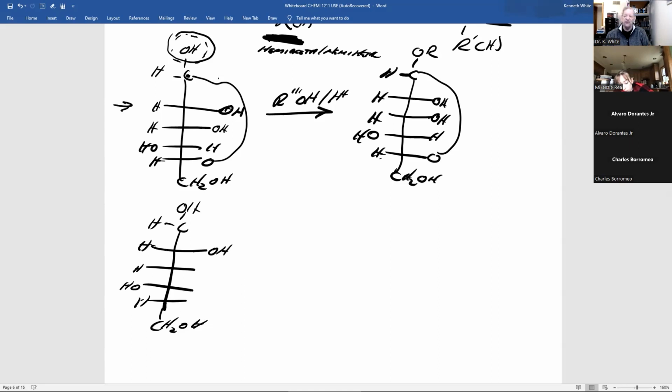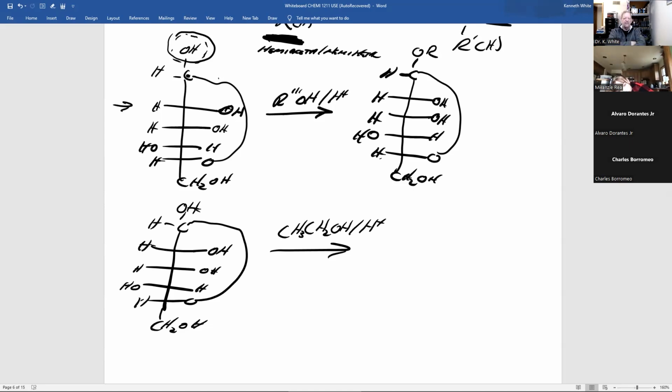This is a part of the semester you've got to be patient, because it takes me a while to draw these things. And I'll be patient too. And why don't you do this reaction? Give the organic product or products to the following reaction.